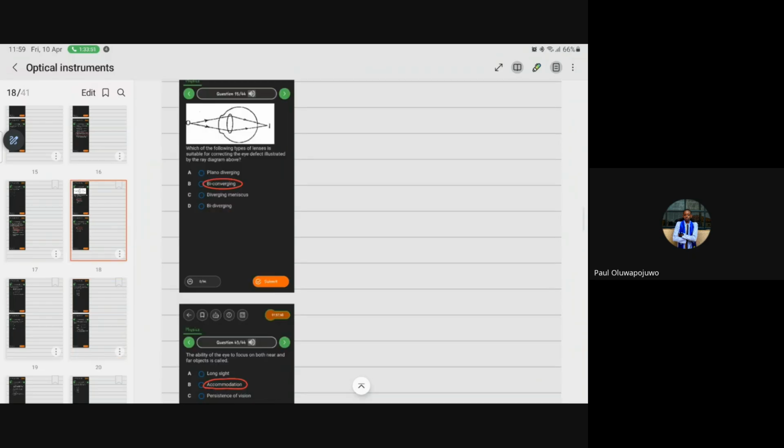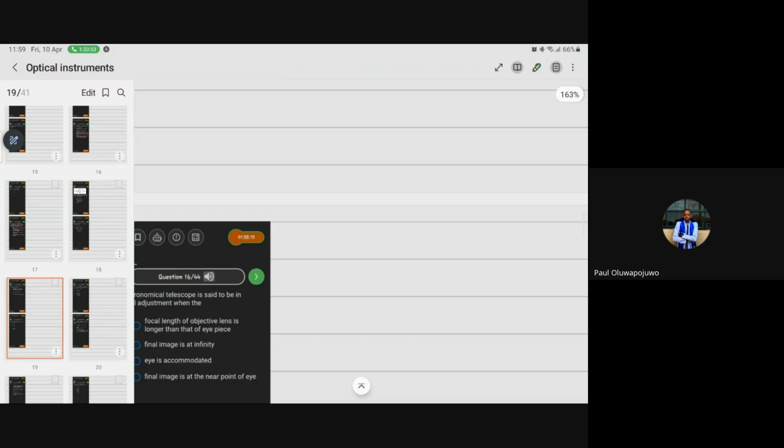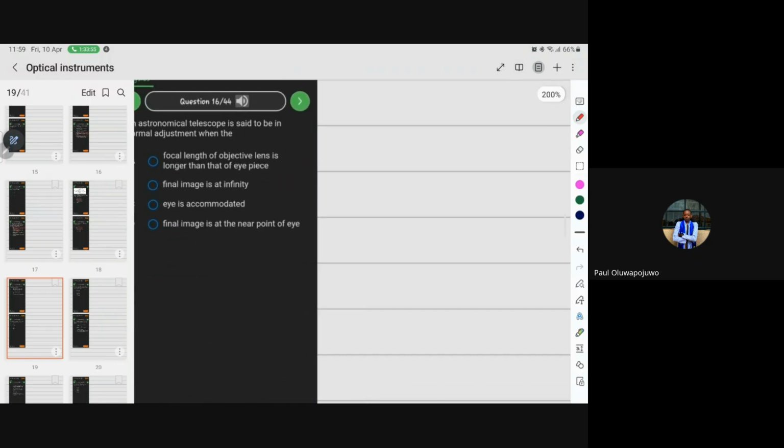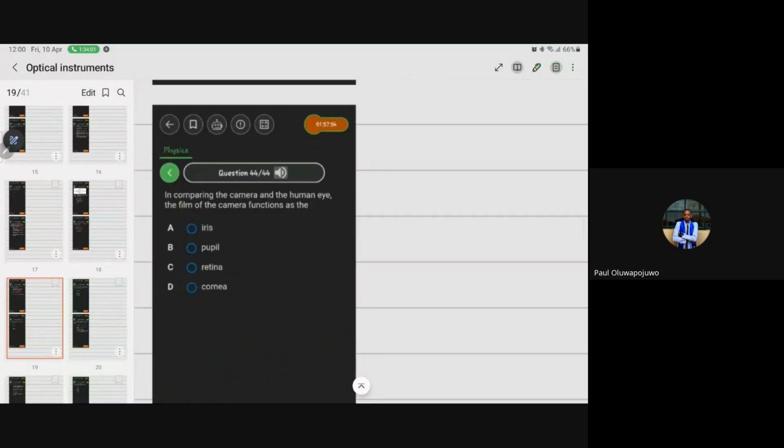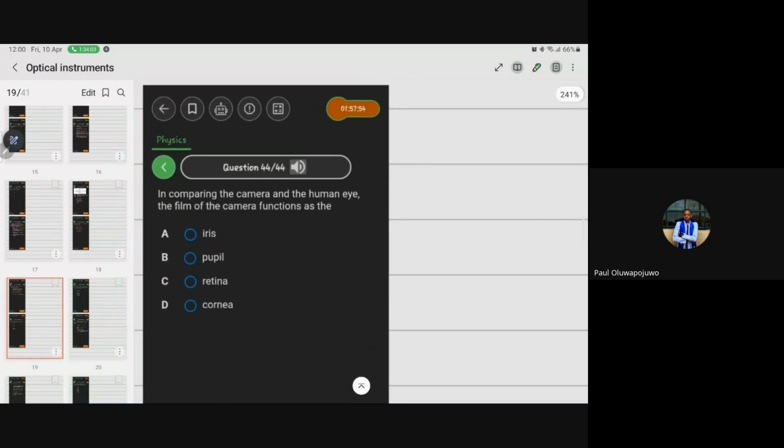I think we stopped here. So we answered this. We said the image is at infinity, right? So now, the next one, in comparing camera and human eye, we've answered this before: the film functions at your retina. I think they keep repeating questions anyway.